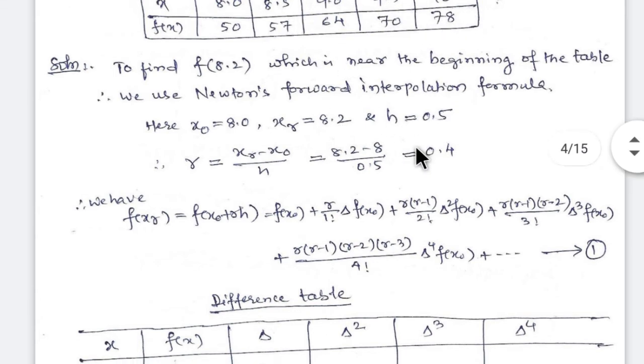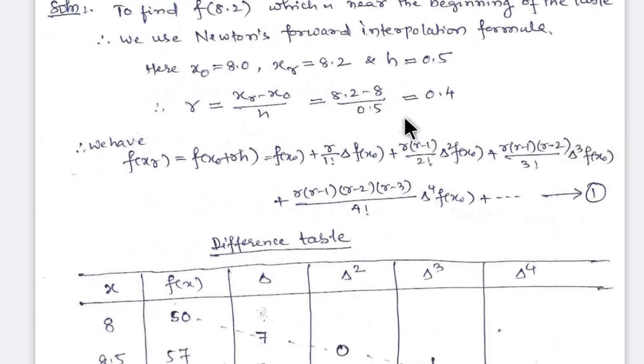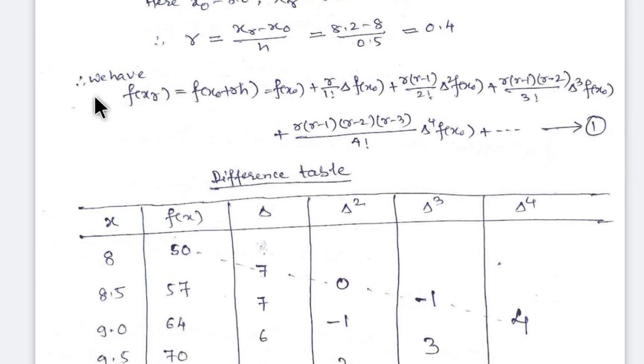So r is given by the formula, which I have given above in the note: r equal to xr minus x naught divided by h. Substitute all the values here, xr value, x naught value, h value. Simplifying, we get 0.4.